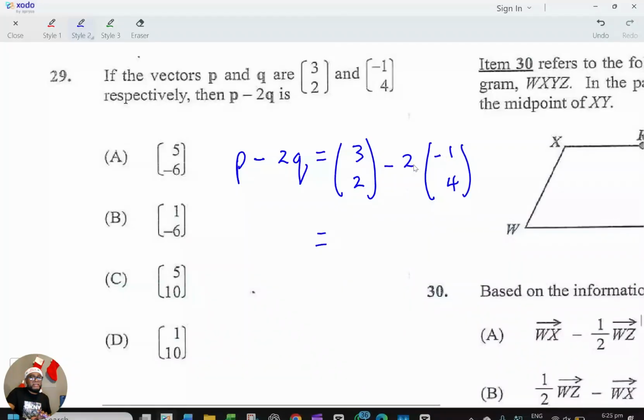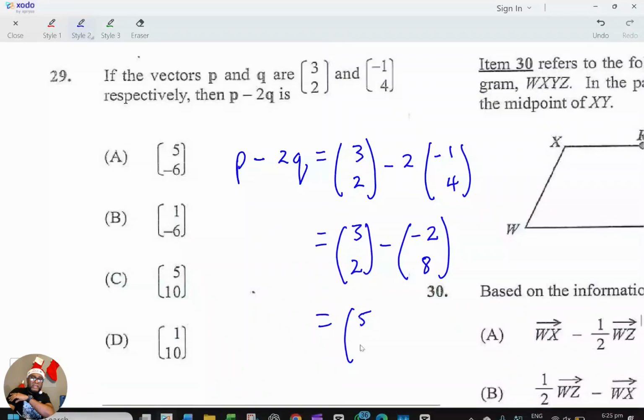Points to note: this 2 outside the bracket needs to be multiplied by every component within, right? So this will be (3, 2), and if we leave the minus there, multiplying 2 by negative 1 and 2 by 4. So 2 multiplied by negative 1 will be negative 2, and 2 multiplied by 4, 4 twos are 8. So 3 minus negative 2, which will actually be 3 plus 2, will give you 5. And then 2 minus 8 will give me negative 6. So my answer here would be A. A is my answer.